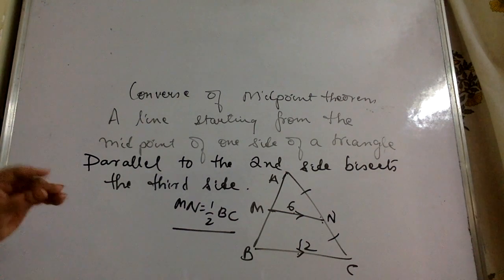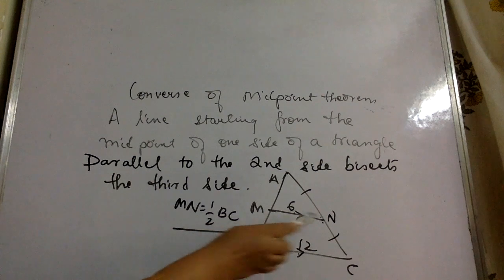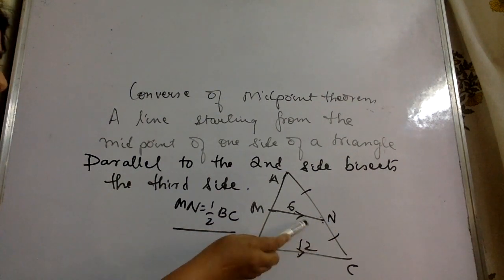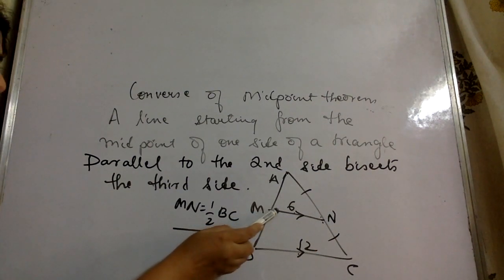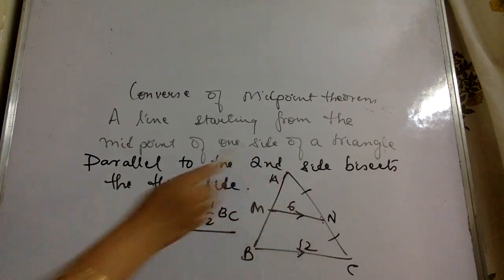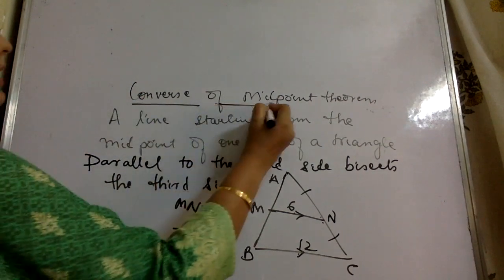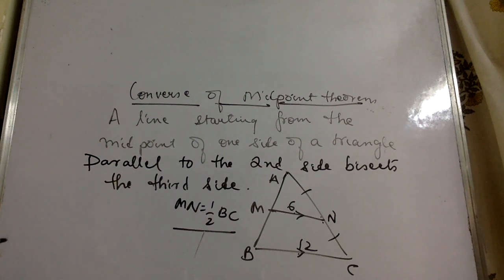We can clearly see the given and the to-prove parts have changed here. Earlier, the given was that these two are midpoints, and this is half of this and parallel to this. In this one, the line is starting from the midpoint and going parallel to this, then it should be bisecting this. So depending on the sum, we shall state with the help of which theorem, the converse of the midpoint theorem or the direct midpoint theorem, we have proved the sum. So it is very important to understand the two theorems very, very clearly.